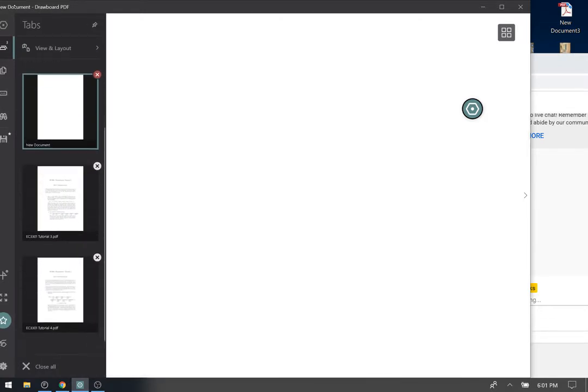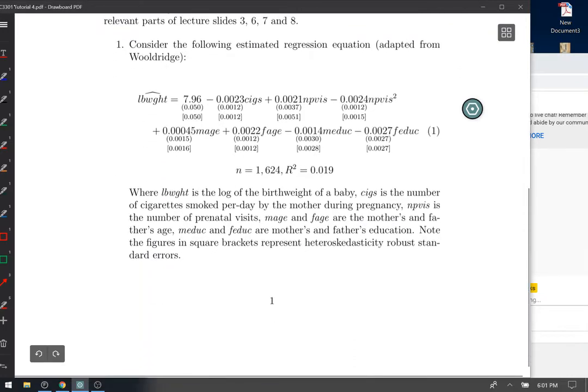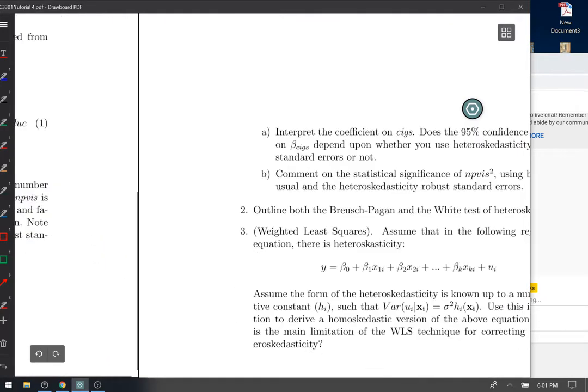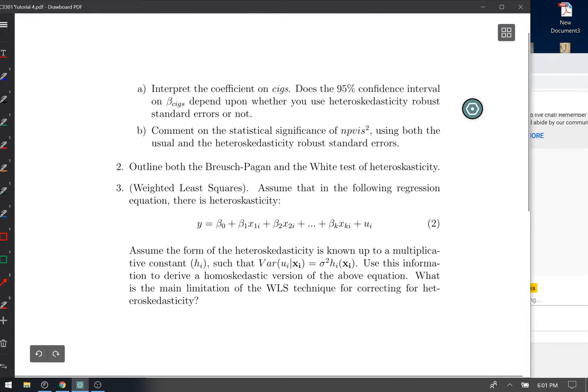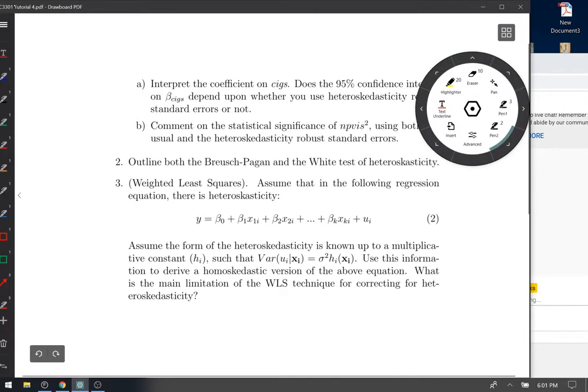Tutorial 4. So we run through this tutorial, we run through a lot of the intuition behind this and some of the ideas. We'll now run through how to attack question 3 on weighted least squares.